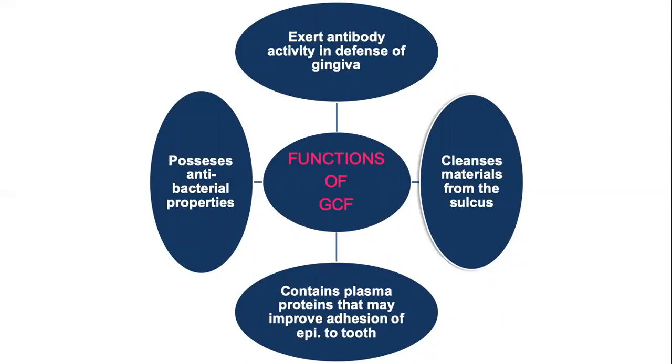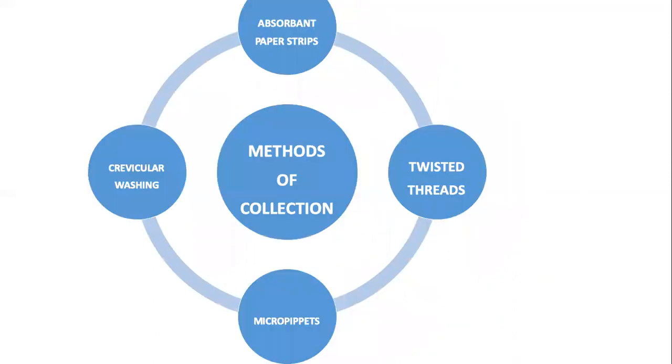Okay, so just to summarize the functions of GCF, we can say it exerts antibody activity, it cleanses the sulcus, it possesses antibacterial activity as well, and one of the most important functions which you often miss is that it contains plasma proteins, and these plasma proteins are helpful in causing adhesion of the epithelium to the tooth.